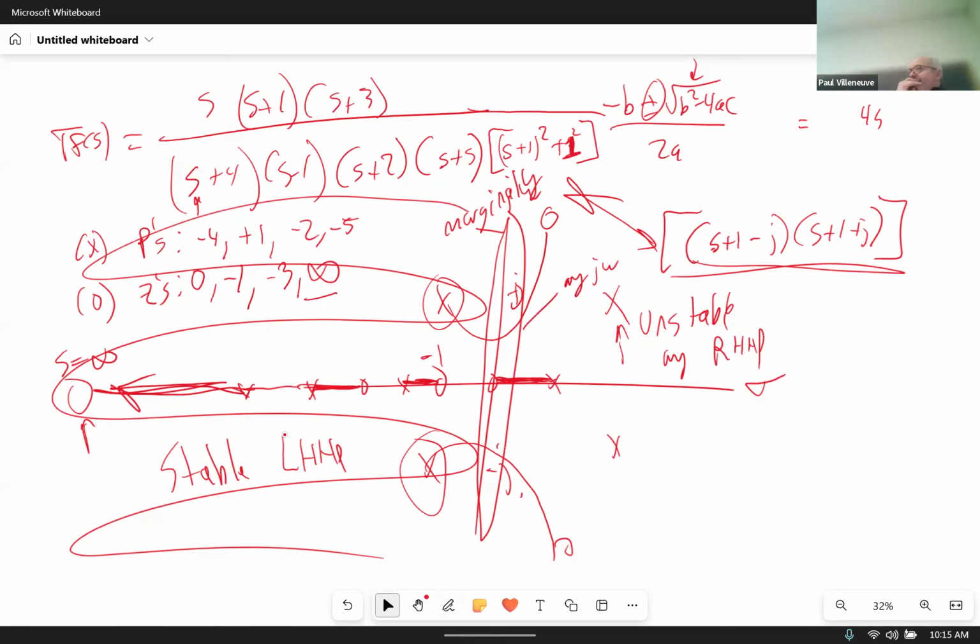Including zero, right? If this was a pole, that could be a marginally stable system. It wouldn't be, because if we have an X over here, that always means it's going to be an unstable system. If it's any pole in the right-hand half plane, the whole system is unstable. If you don't have any poles in the right-hand half plane, then the next thing is, do you have any on the j omega axis? Then it's marginally stable. If neither of those conditions exist, then it's a stable system. The zeros don't matter. It's just the poles.